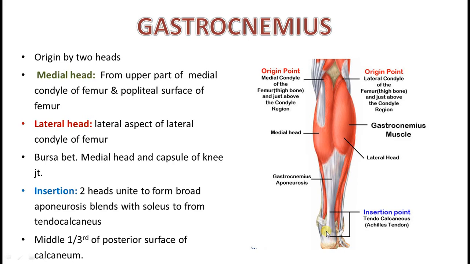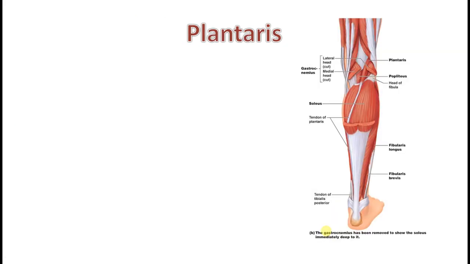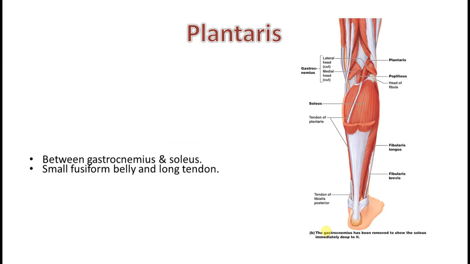Okay. So that is about the gastrocnemius muscle, which arises by two heads, with insertion via the tendocalcaneus into the middle one-third of the posterior surface of the calcaneum. Nerve supply is by the tibial nerve. The next very slender muscle you see here is the plantaris muscle.